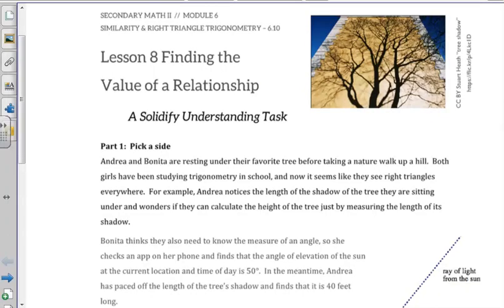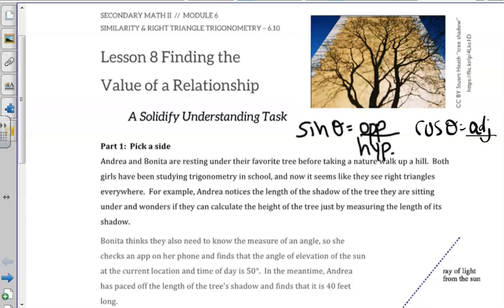In our previous lesson, we learned the ratios for the sine, cosine, and tangent of a trigonometric function. Recall that the sine of theta is equal to the opposite side in the right triangle over the hypotenuse. Cosine of theta is equal to the adjacent side to the reference angle over the hypotenuse, and the tangent of the reference angle is equal to the opposite side of that reference angle divided by the adjacent side in that right triangle.